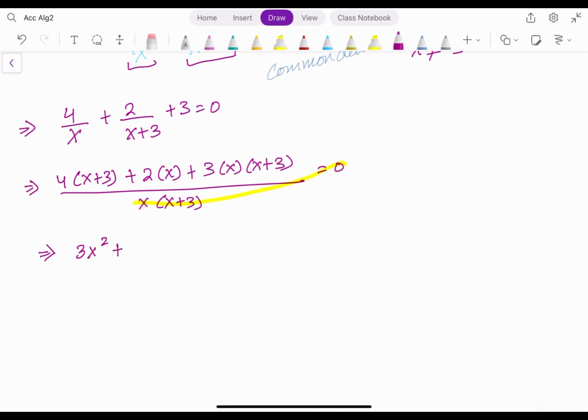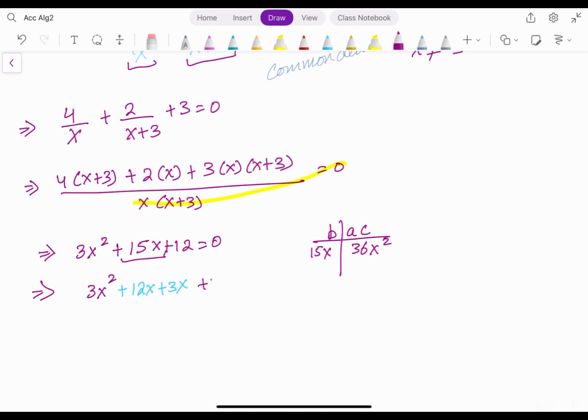With the numerator, we will get 3x squared plus 15x plus 12 is equal to 0, and we can factor it using the a b and ac form. So 12 times 3 is 36, and the middle term is 15x. So we need two numbers that add together to get 15 or multiply together to get 36. That will be 12x and 3x. So the same process again, combine the first two terms, factor it out. We'll get (3x plus 3) and (x plus 4) is equal to 0.